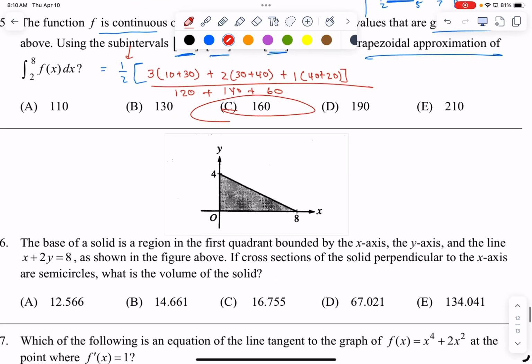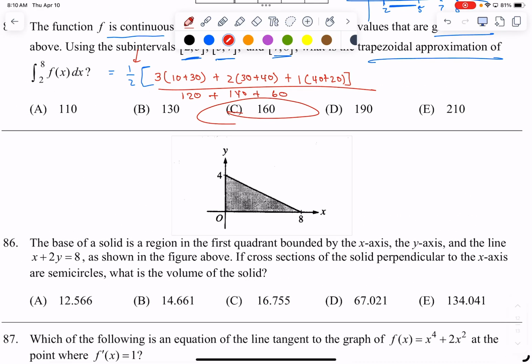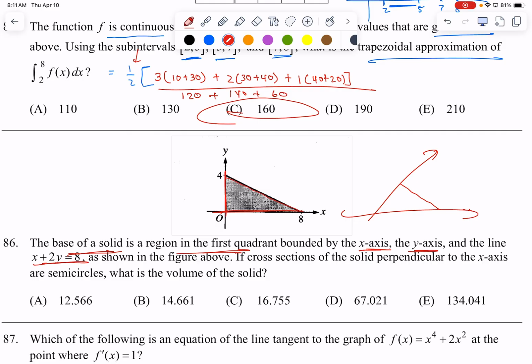Okay. I would love to show this, but basically what's going to happen in a week, we're going to take this thing, drop the y-axis flat. We're going to imagine this thing in 3 dimensions. And you're going to imagine the base of the solid as the region in the first quadrant. Listen, watch this. The base of the solid, so you've got a solid, a 3-dimensional object, is the region in the first quadrant bounded by the x-axis, the y-axis, and the line x plus 2y equals 8.